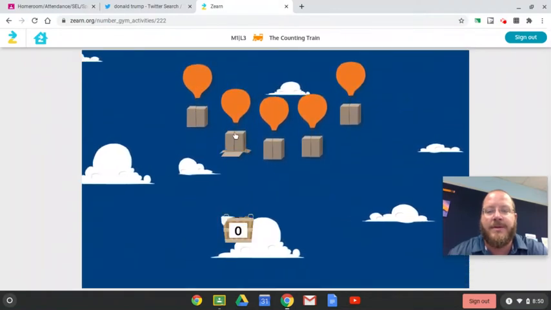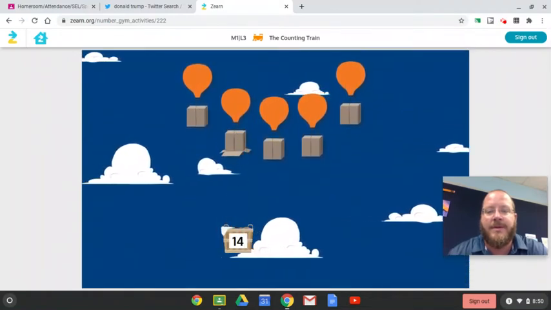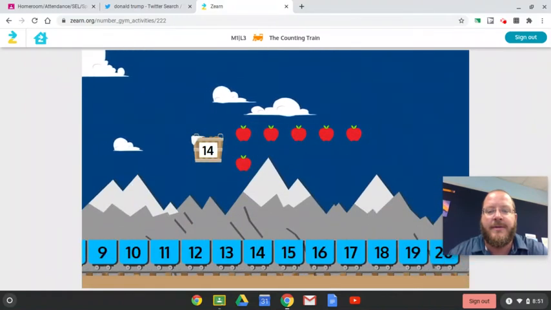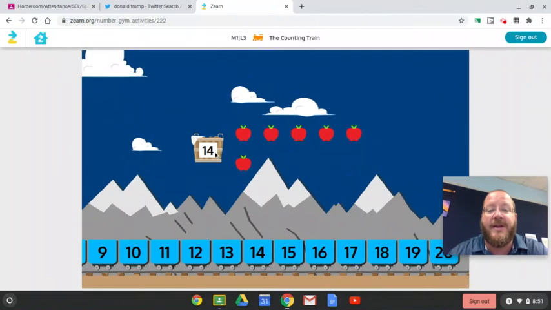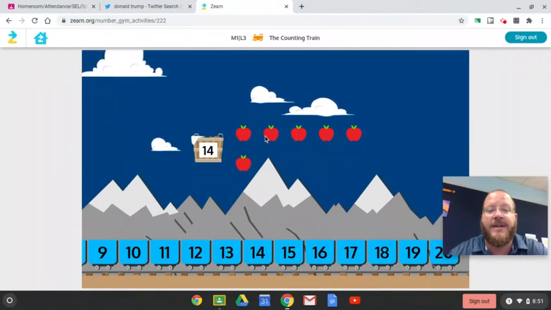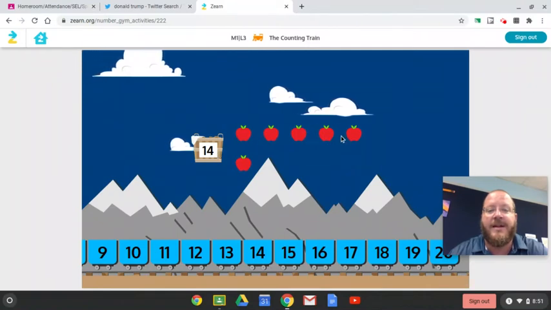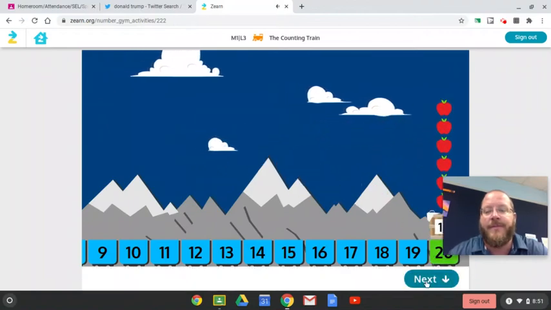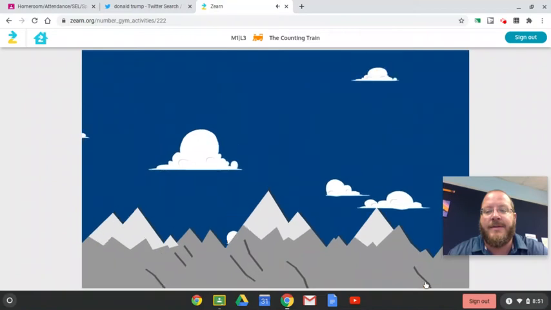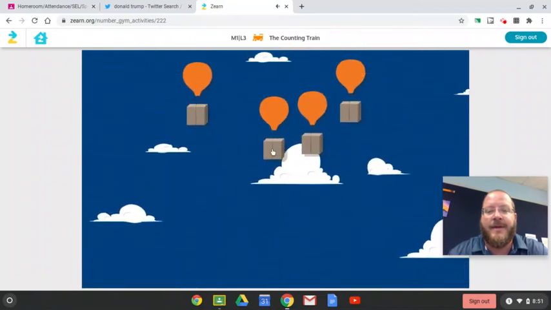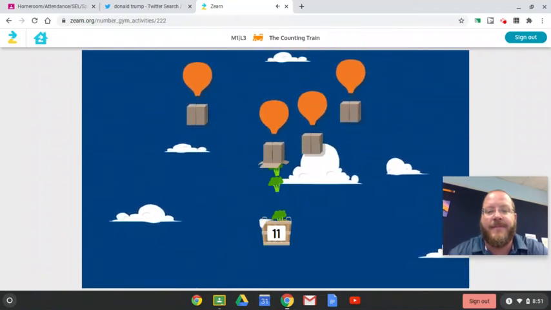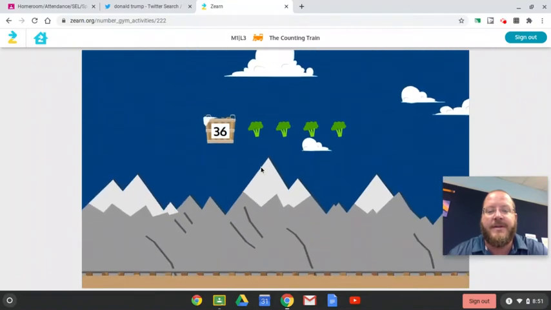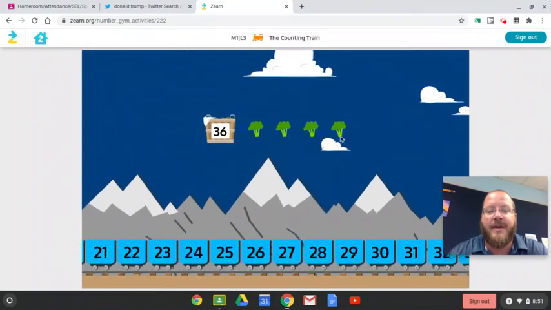Pick a box. Here's what they're saying. There's 14 in there. 15, 16, 17, 18, 19, 20. In it goes. Next one. 36, 37, 38, 39, 40.